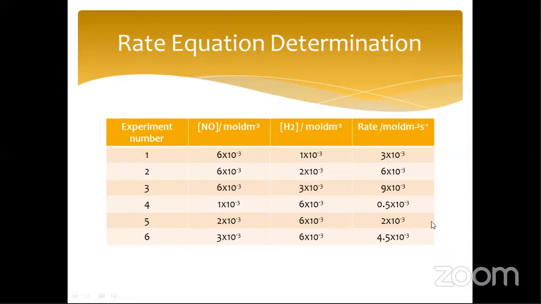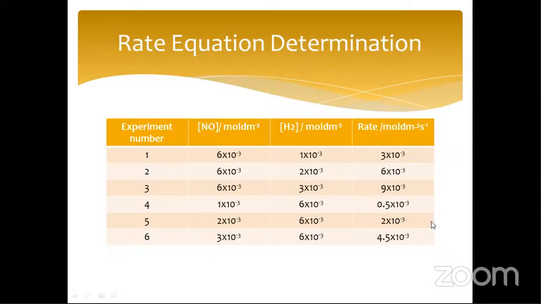All right. So we have been speaking about doubling and tripling of concentration. So our base experiment is going to be experiment 4. So in experiment 4, the concentration is 1 times 10 to the minus 3 for nitrogen monoxide and 6 times 10 to the minus 3 for hydrogen. And my rate is 0.5 times 10 to the minus 3 moles per dm cube per second.